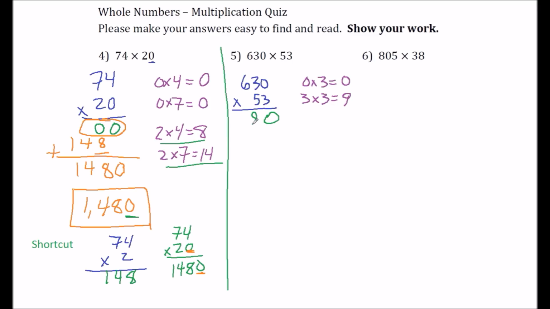And then moving on, sticking with the 3 on the bottom, 3 times 6 gives you 18. And there's nothing else, so we don't need to carry that 1 because it's the last digit on the left. So we can just write down the 18. Okay. Alright, now remember, when we get to the 5, we're going to start right here.